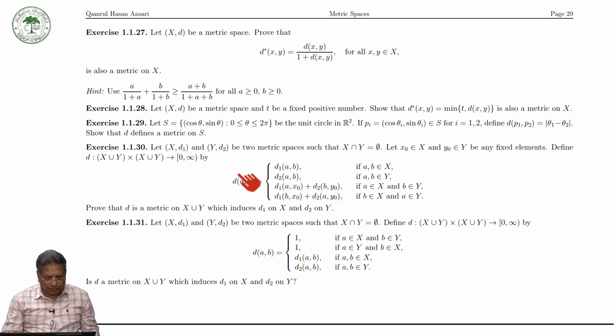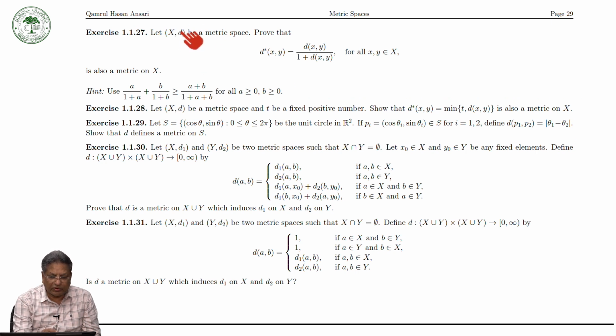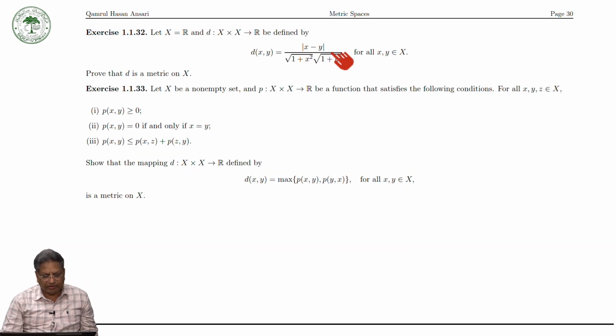Here I have some more exercises, and you can check in several cases whether it is a metric. But the important thing is that if (X, d) is a metric space, then with this d you can define another metric in the following way, that is d infinity equal to d(x,y) divided by 1 plus d(x,y). This way you can define another metric, and here are some other exercises that you can do. Okay, thank you very much.